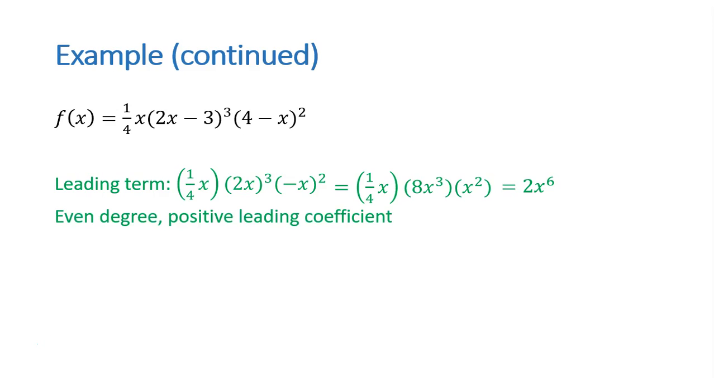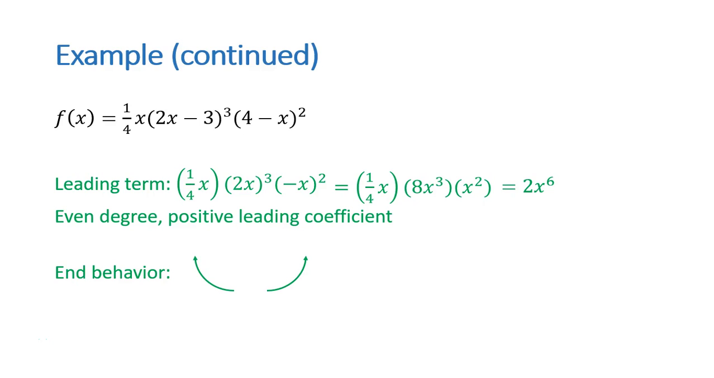So in this case, we have an even degree and we have a positive leading coefficient. If there's an even degree, that means the tails are going to be pointing in the same direction. So it's going to look like the x squared graph. Since our leading coefficient is positive, there's no reflection. So that means both our tails are going to be pointing upward on this graph.